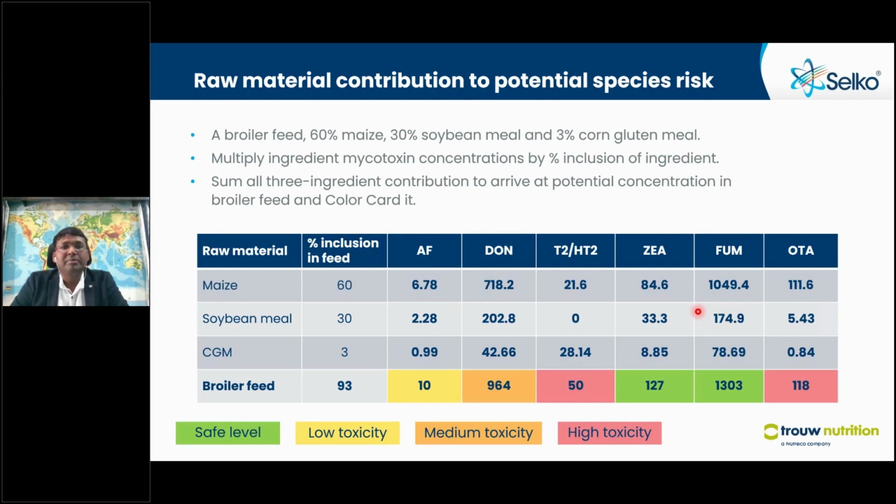We have aflatoxin at 10 ppb, DON at 964, T2, ZEA, fumonisin, and OTA. You see the T2 and OTA seem to be very toxic to the broiler chickens in this case. ZEA and FUM, no problem, whereas you have a low toxicity for aflatoxin and medium toxicity for DON. Of course, when you have these 4 toxins together, the risk is even higher. That interaction, that synergy, is the reason for us to use lower levels of guidance values compared to the regulatory.